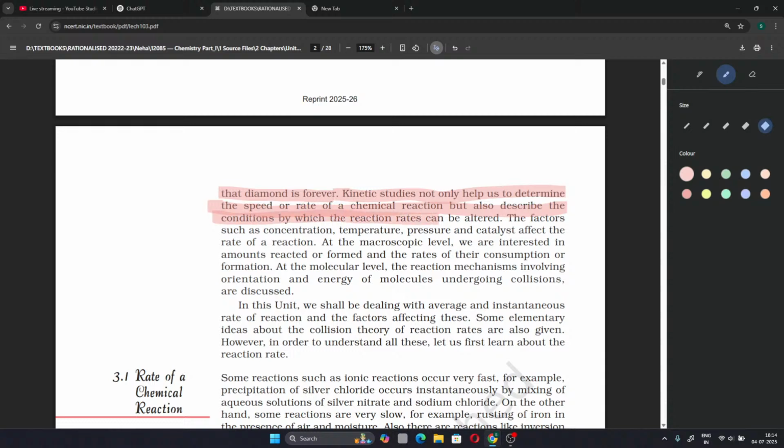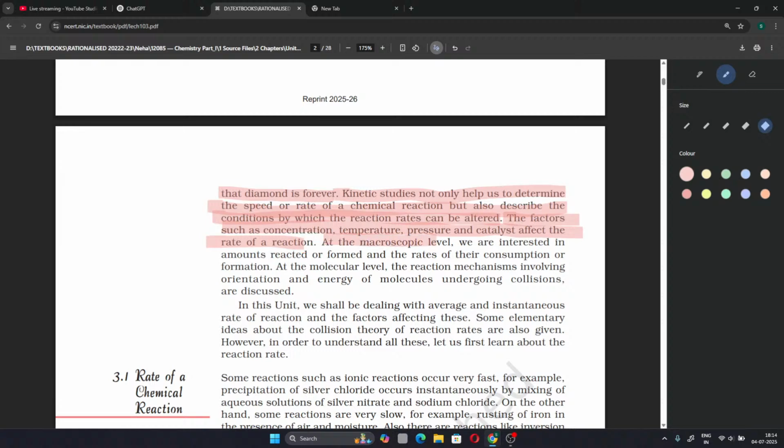Kinetic studies not only help us to determine the rate of chemical reaction, but also describe the conditions by which the reaction can be altered. They not only tell us how fast the reaction is, but also by which factors we can change or decrease the rate of the reaction. The factors such as concentration, temperature, pressure and catalyst affect the rate of the reaction.